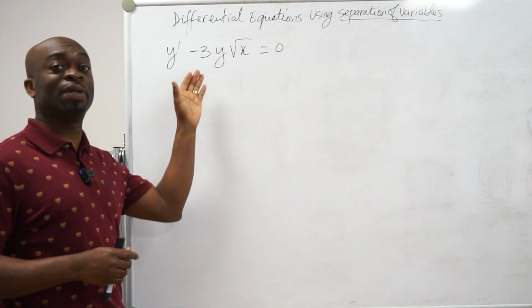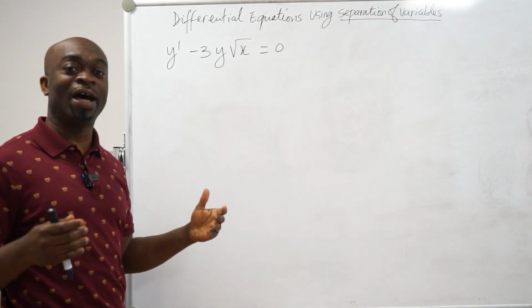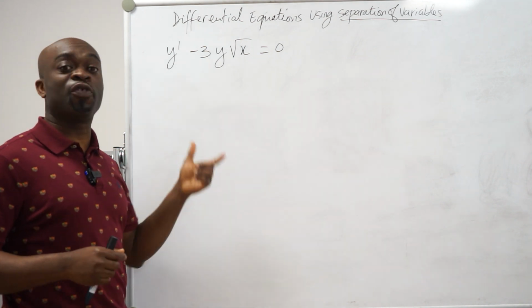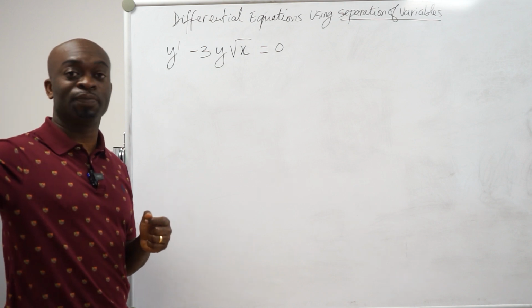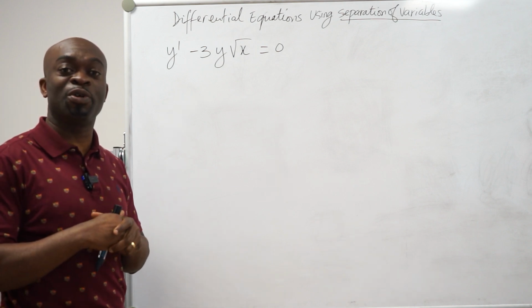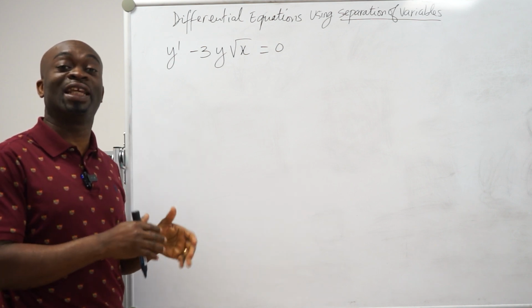So y is going to be left on one side and x is going to be left on the other side. Why? It's because when we solve this equation, we end up with y equals whatever we're going to have. So that's the reason why we're leaving y on the left side, okay?